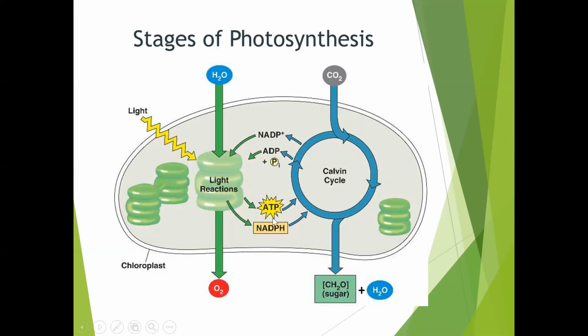Then we're going to go into our light independent, or the Calvin cycle. We're going to add CO2. So what do we need for the Calvin cycle to start? We need CO2, we need ATP, and NADPH. Now we're going to go through the Calvin cycle, and we're going to use this hydrogen, we're going to use this carbon, and we're going to use this oxygen to make our sugar.